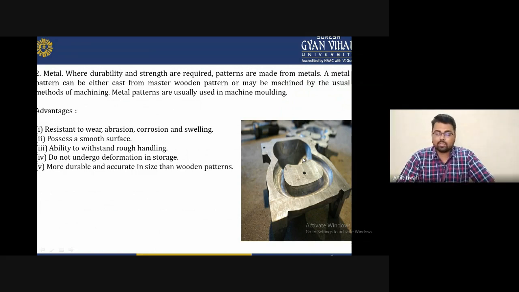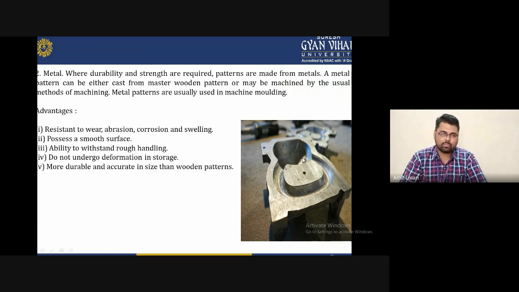But in the case where the pattern is made from wood, if there are some directions where the pattern could lose its properties, or be affected by moisture, it will not regain its shape again. So these are some good advantages of a pattern made by metal. The first advantage is resistance to wear, abrasion, corrosion and swelling. This is why metal is used as a pattern, because of these advantages.